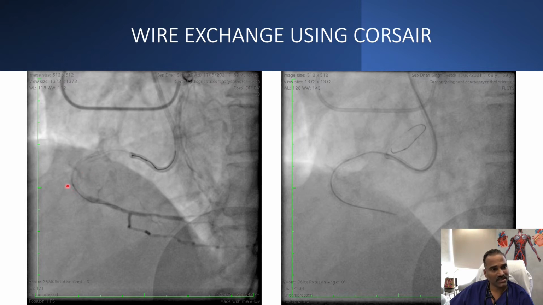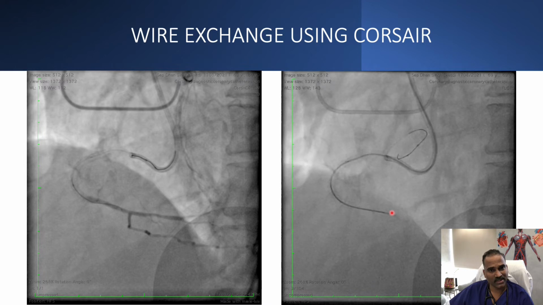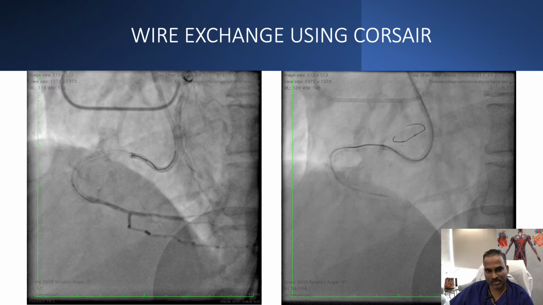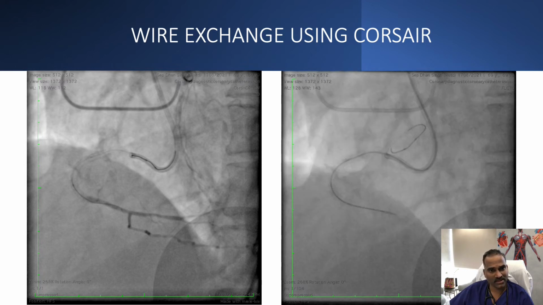So we can see here now, I think this is a NANOCROSS balloon, which could cross mid of the stent, and then we opened it up, and subsequently my CORSAIR advanced into the distal RCA. And then we took an extra support wire.